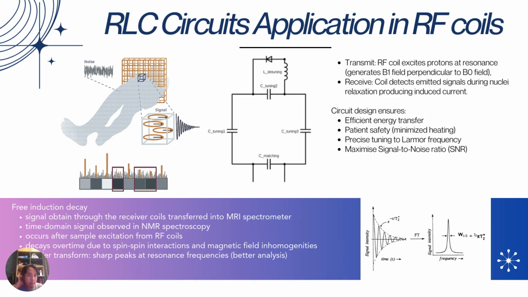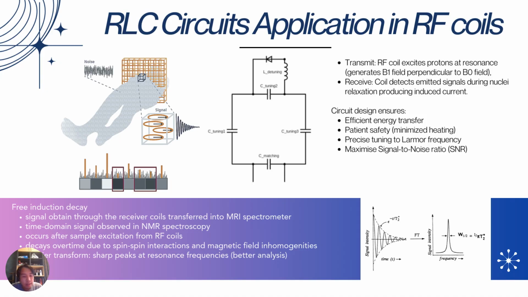Moving on to the application of the circuit in radio frequency coils. They have two parts: transmit and receive. Radio frequency coils excite protons at resonance, which will cause a greater precession, as shown here in the diagram for the signal. It has an exponential value as it will be decaying over time. That is the function of the receive coil, which detects emitted signals during nuclear relaxation, which also produces an induced current.